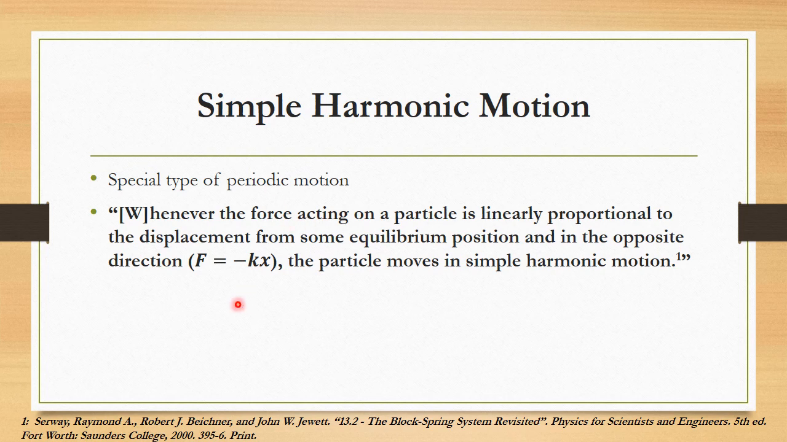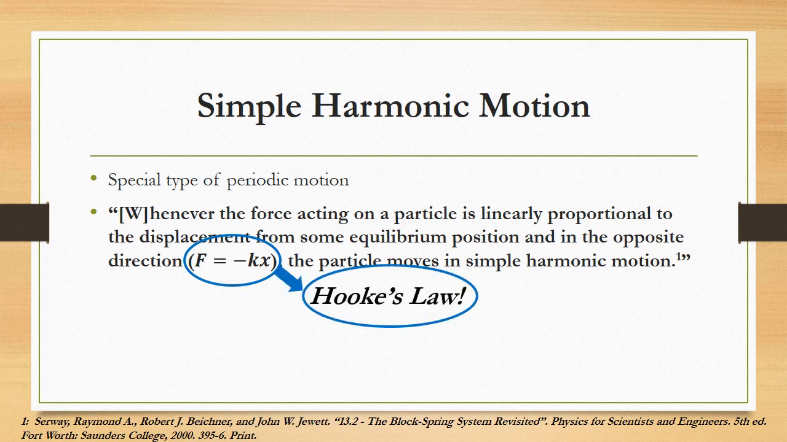Symbolically, we can express that as shown here by the force acting on a particle is equal to negative, because of the opposite direction part, times k, which is some constant. X is the displacement from that equilibrium position. If that is satisfied, we have simple harmonic motion, and there should be something about this that rings a bell. F equals negative kx is Hooke's law. We already introduced this when we talked about energy.